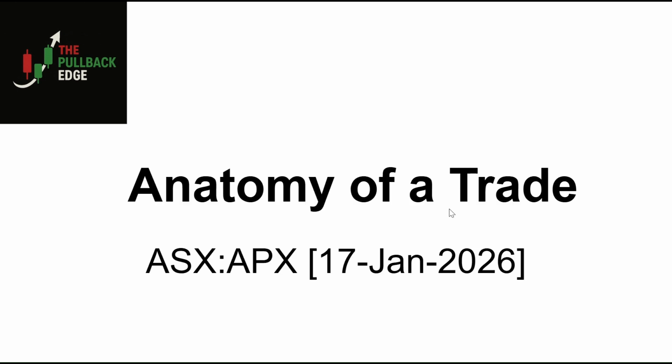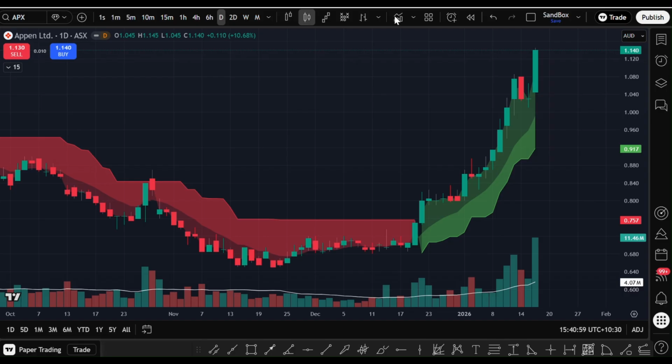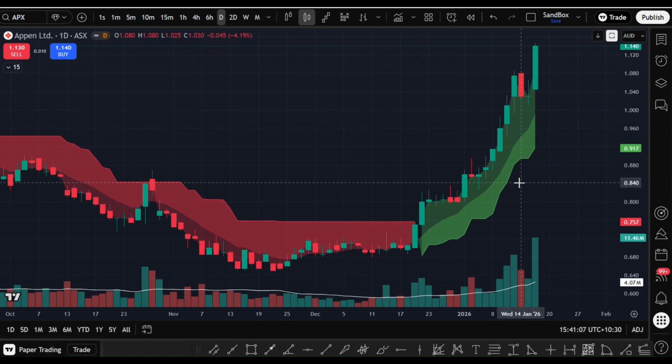So today we will be focusing on Appen, listed on the ASX Stock Exchange with the ticker APX, and explore what we can learn from its recent price action. Friends, now we are on the chart of Appen, and the platform that we are using is the TradingView platform. This is the daily time frame for Appen.